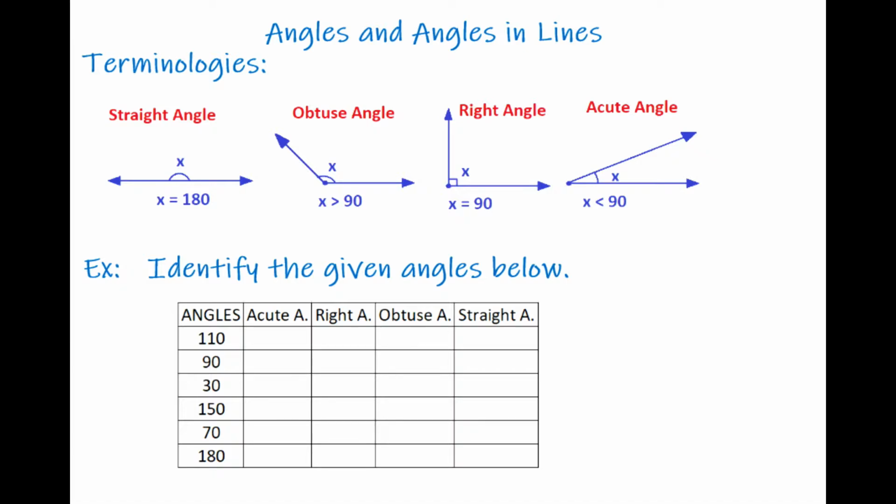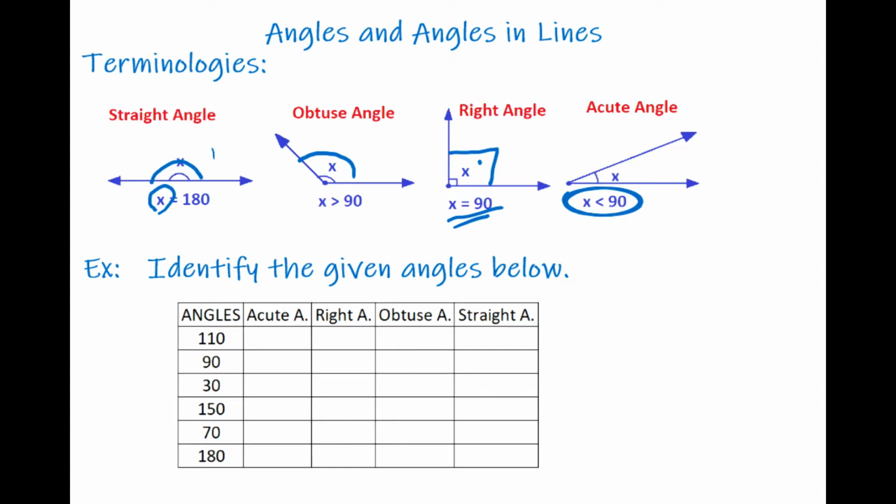Okay guys, here we see that there are basically 4 different types of angles. In the first one we have straight angle. So if this angle is 180 degree, then this angle, which is x, is called a straight angle. If the angle is greater than 90 degree, like we have the case here, then that angle is called obtuse angle. And if the angle is 90 degree, then the angle is called right angle. And if the angle is between 0 and 90 degree, in other words, if it is less than 90 degree, that angle is called acute angle.